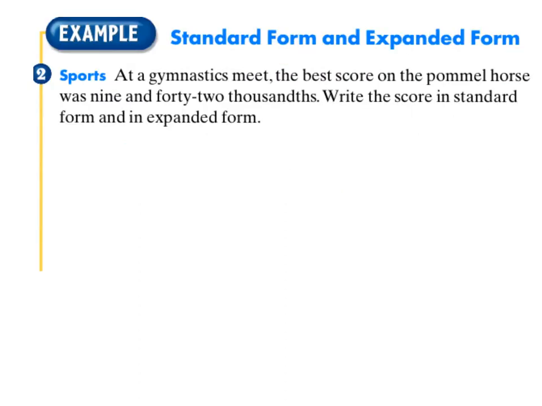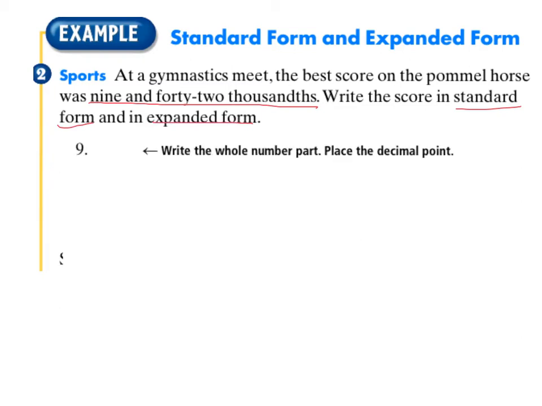Let's look at an example of standard form and expanded form. At a gymnastics meet, the best score on the pommel horse was 9 and 42 thousandths. We're going to write the score in standard form and in expanded form. So first we need to write the whole number part. With 9 and, the 9 is what goes in our ones place because it's what is in front of the and.